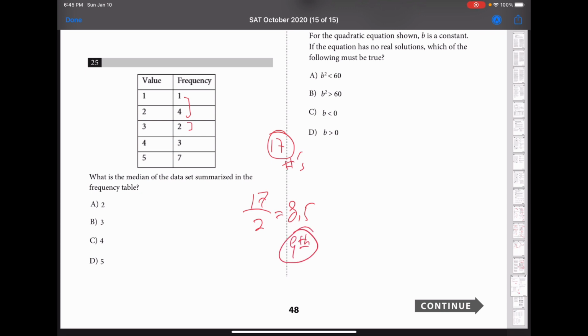If we try to find the 9th number in the sequence, there are 5 numbers here, and 5 plus 2 is 7 numbers. Then there are 3 numbers extra here, so the value is 4. So the 9th number is the number 4. The answer is C for number 25.